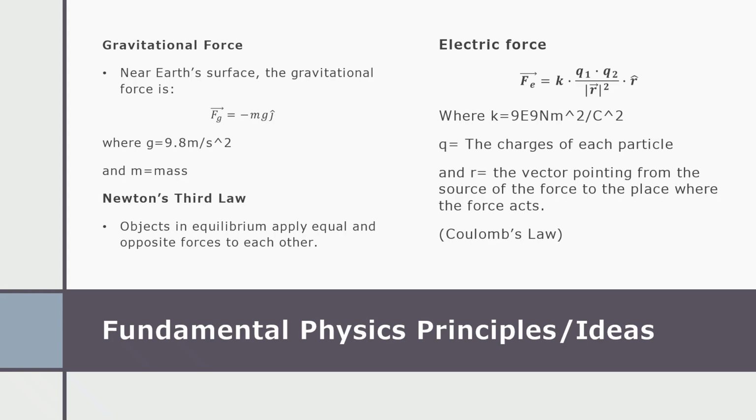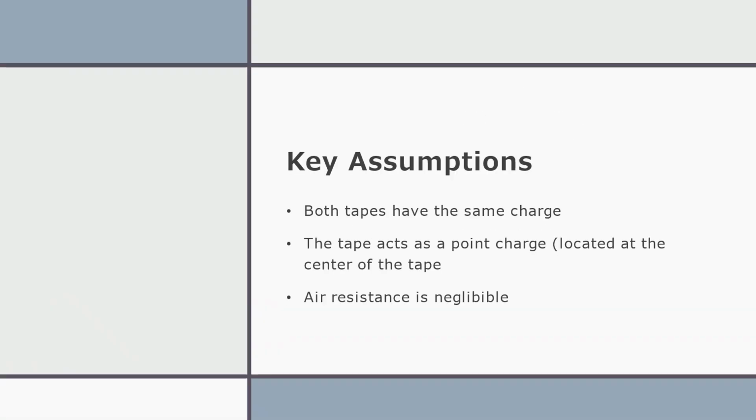Newton's third law is that objects in equilibrium apply equal and opposite forces to each other. The electrical force is K times Q1 times Q2 over the magnitude of R squared times R hat, where K equals 9 times 10 to the 9th, Q is the charge of each particle, and R is the vector pointing from the source of the force to the place where the force acts. This is also known as Coulomb's law.